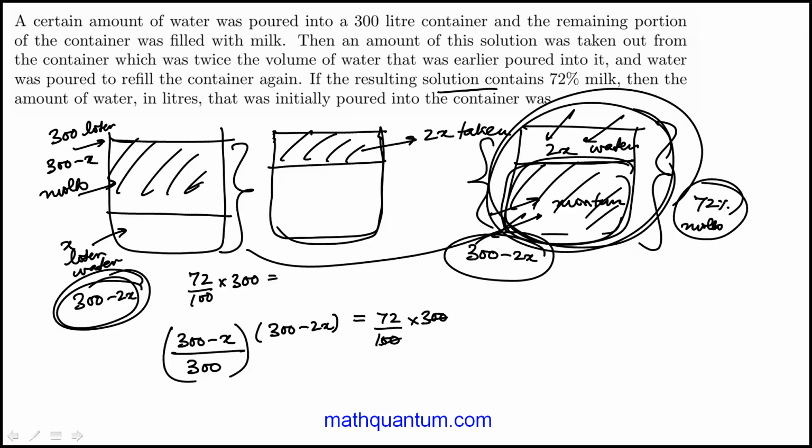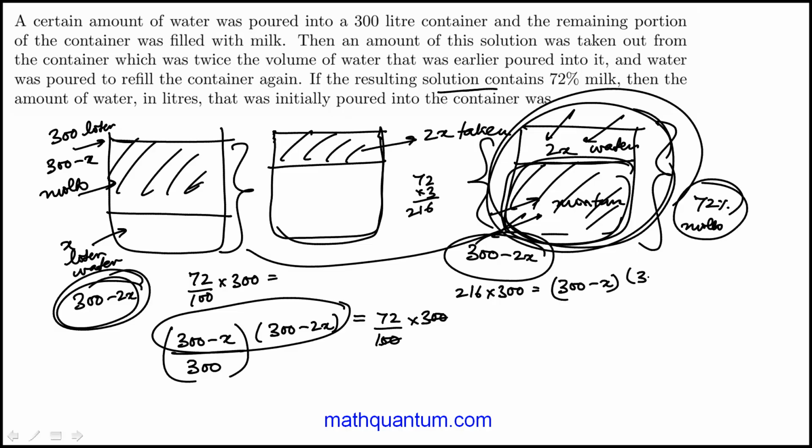So this drops out, and I'll move this 300 to the other side. So 72 times 3, that becomes 216 times 300. And then I have this equation. I think in this case you will get a quadratic, and it's just kind of hard to guess the answer. So we do have to go through this.